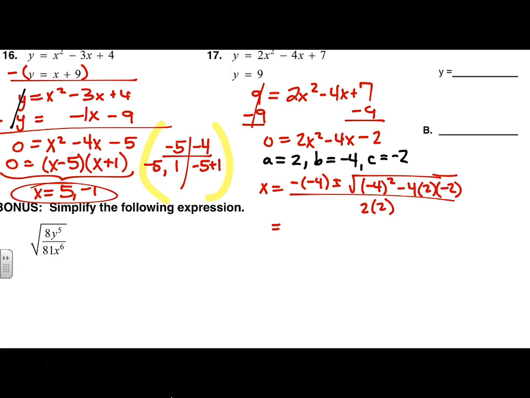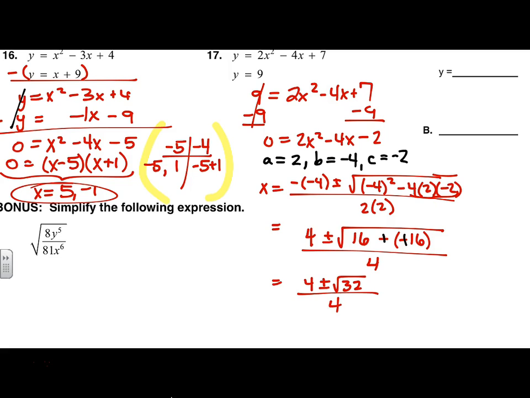So I just do it piece by piece. Remember, negative 4 is a positive 4, plus or minus. What's negative 4 times negative 4? Positive 16. Careful, it's in parentheses, so negative 4 times negative 4 is positive 16. Then minus 4 times 2, which is 8, and 8 times negative 2 is negative 16. So minus a negative 16 is going to be a plus. And then my denominator is 2 times 2, which is 4. So 4 plus or minus the square root of 32.